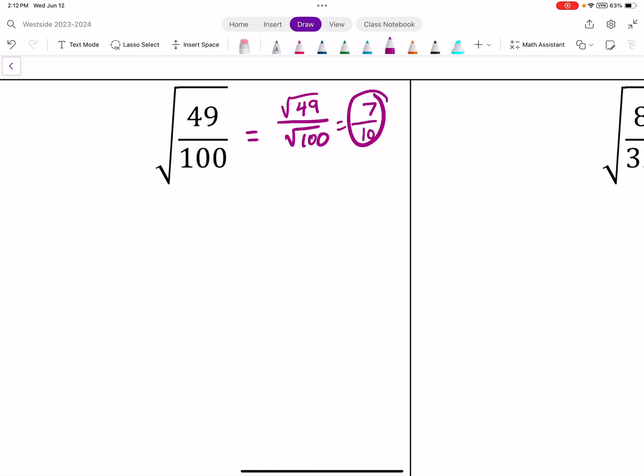So when we have a fraction, we cannot have a radical in the bottom. So this is one way that we're able to remove the radical, if we can end up with a perfect square in the bottom.